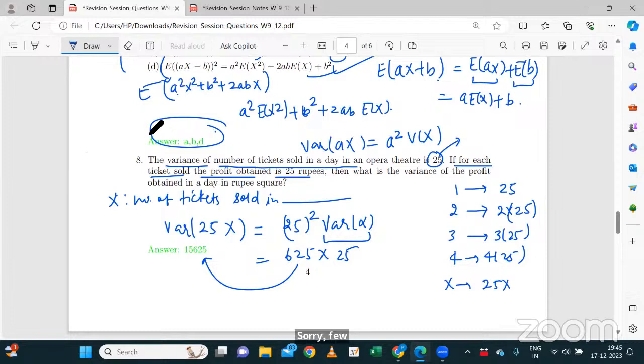It's about how it will affect, right? Basically, forget about independence. Here we are simply talking about the number of tickets. X refers to the number of tickets. It can be 1, it can be 2, it can be 3, whatever, right?